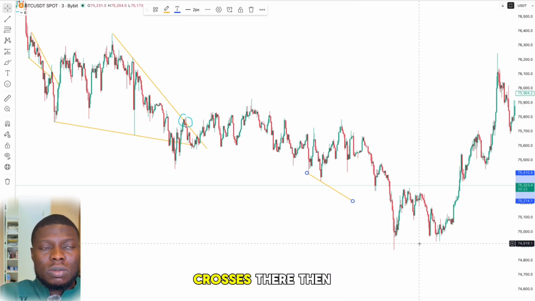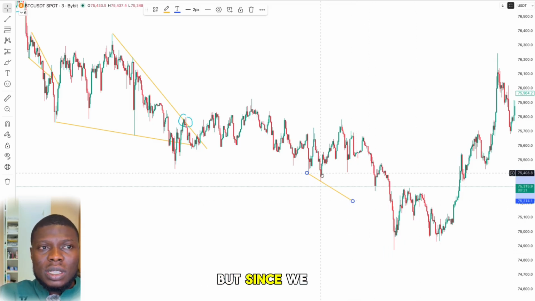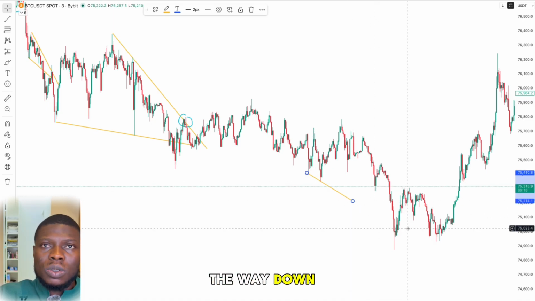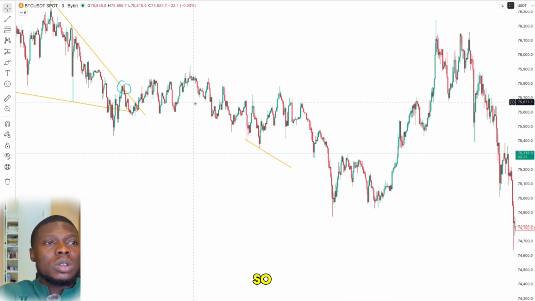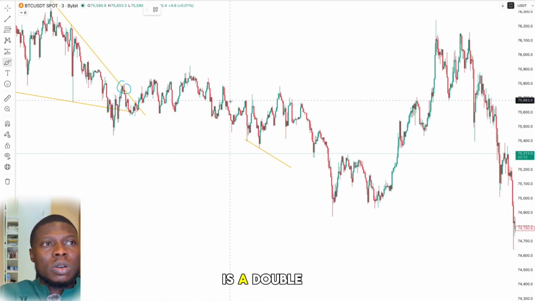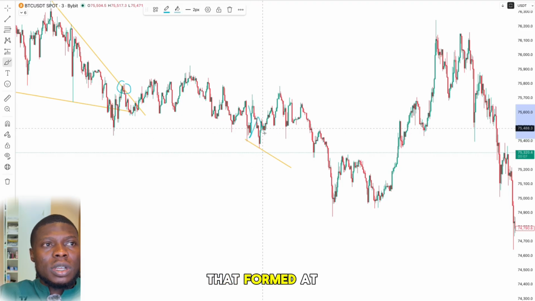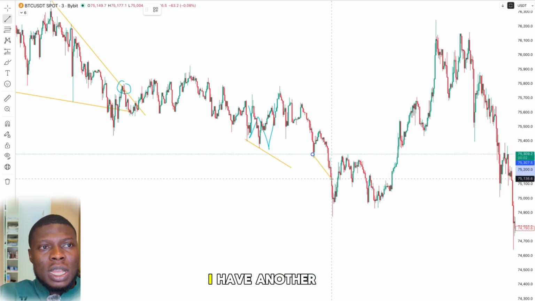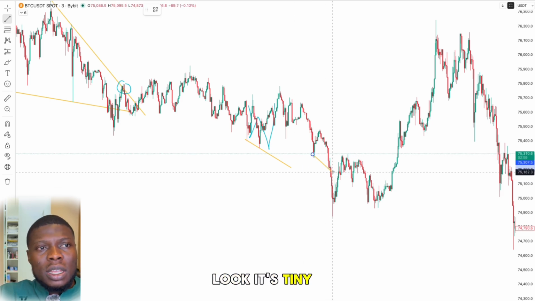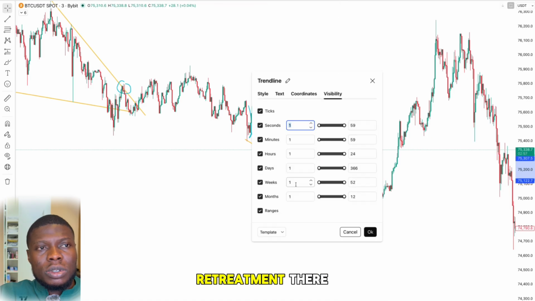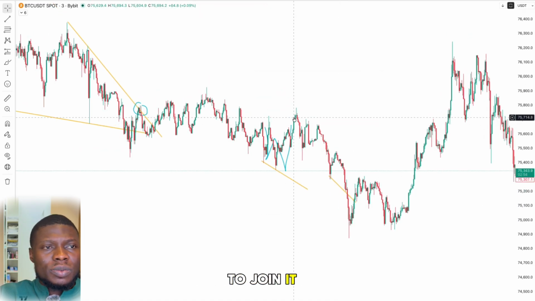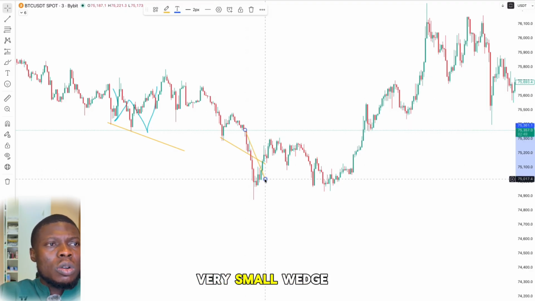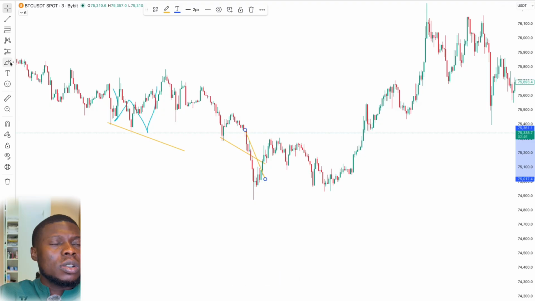If this one crosses there, then it's fine. But since we have a swing here that made a swing low, we cannot just join this all the way down to this side. So I assume there is a double bottom that formed at this zone. On this zone, I have another swing. If you look, it's tiny. I have another retracement there, so I have to join it. So I'm joining it. See that we have a very small wedge that formed at that zone.